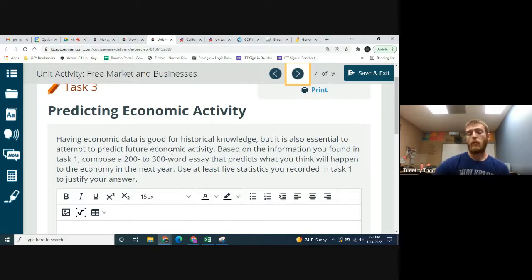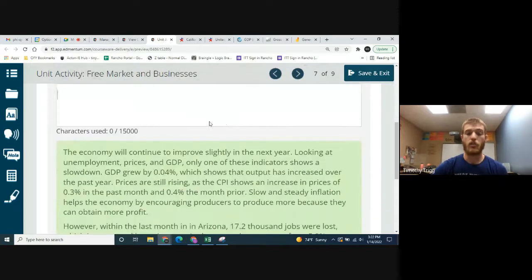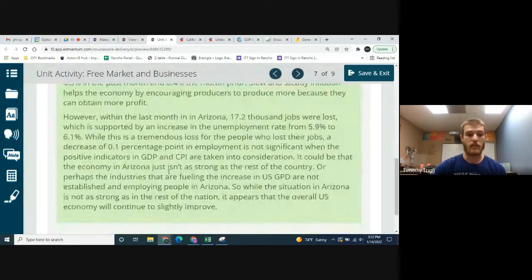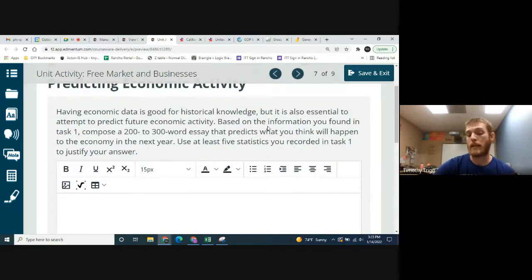Okay, so what you want to write is use that data to try to say whether the economy is going to get better in the coming years or whether it's going to get worse in the coming years. Again, you want to be using the data we found from the previous couple pages, about the GDP, the CPI, and unemployment. So go ahead and pause and go ahead and use that. 200 to 300 words, it's not very much. See, it's pretty small. It's not that much. Just a couple paragraphs explaining what the data is telling you and tell me whether you think the economy is going to get better or worse.